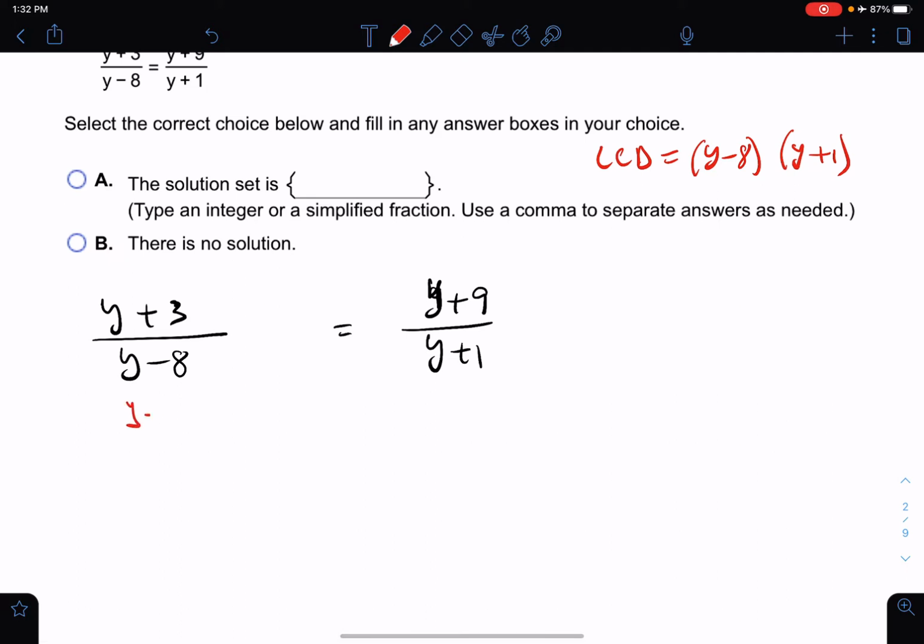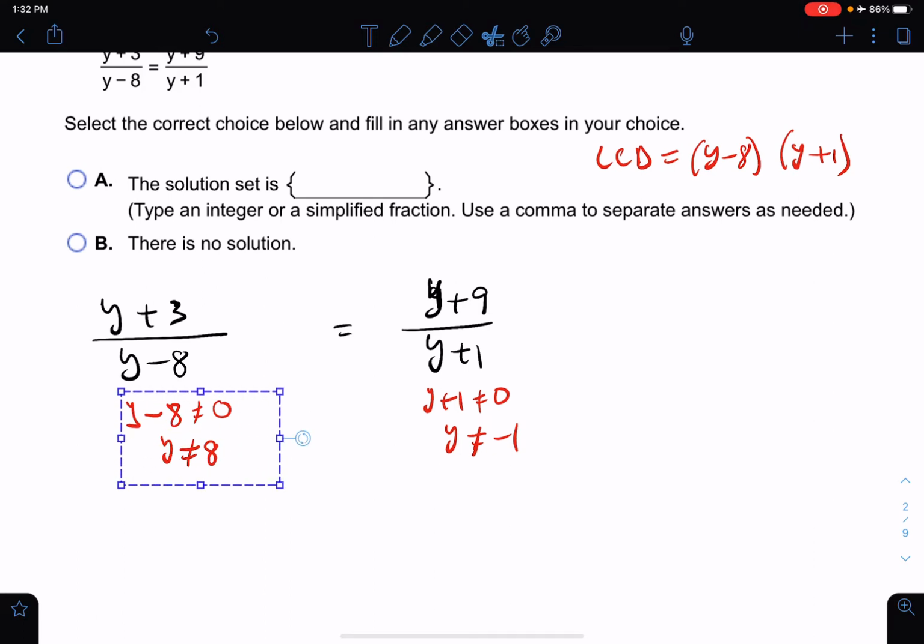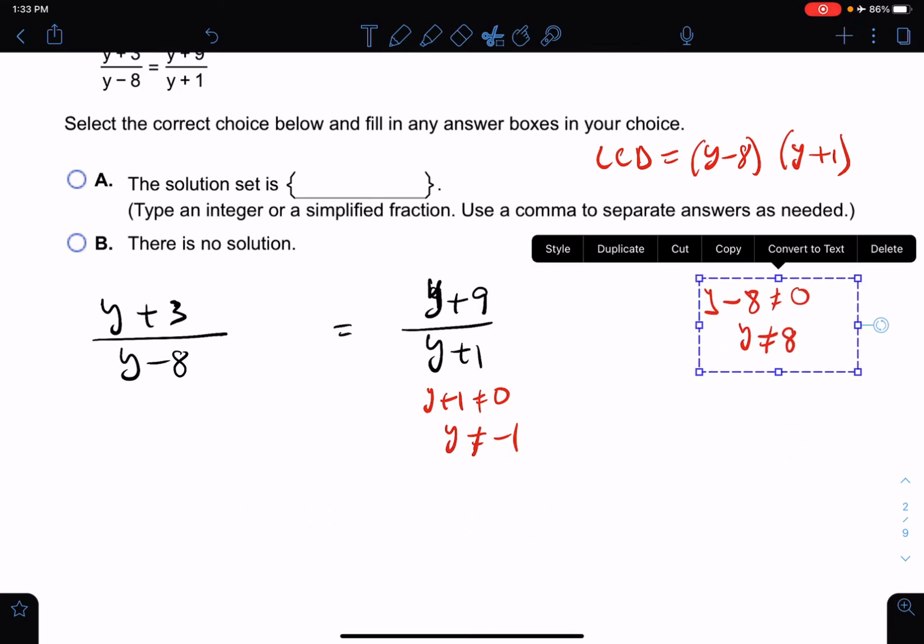So the restriction is what makes the denominator equal 0, because that's what we can't have, right? So you add 8 on both sides, and y cannot equal positive 8. That's the first problem. And over here, when y plus 1 equals 0, we got a problem, right? That's going to be undefined. So subtract 1 on both sides. y cannot equal negative 1 because that's going to make an undefined situation. Let's go ahead and get that out of the way now. These are our restrictions.